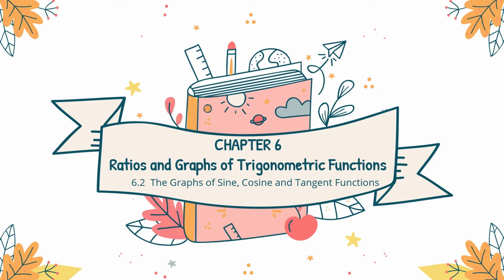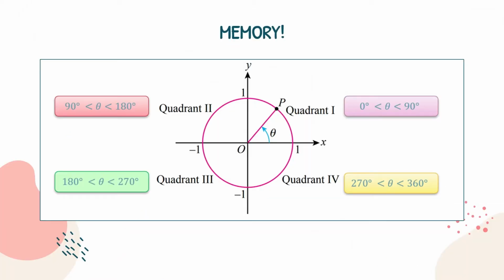In this video, we are going to go through chapter 6, ratio and graphs of trigonometric functions, in which we are going to focus on 6.2, the graph of sine, cosine and tangent functions. Before we go further, these are the things that we have to remember: the quadrants in the unit circle and the angles related to each quadrant in the unit circle.